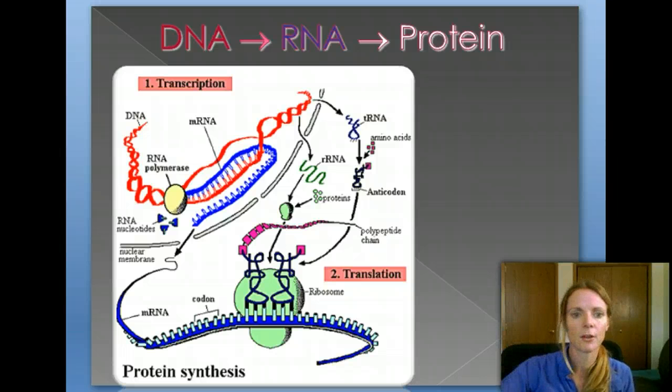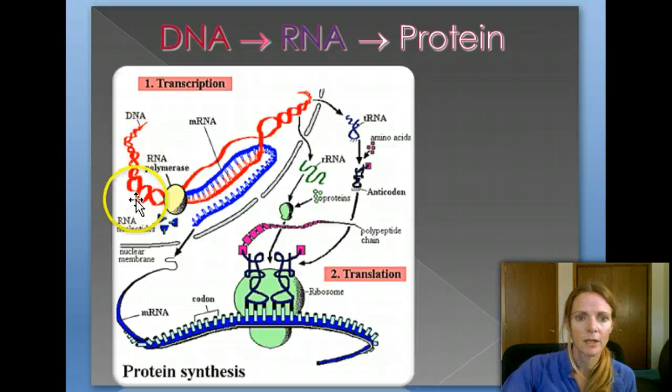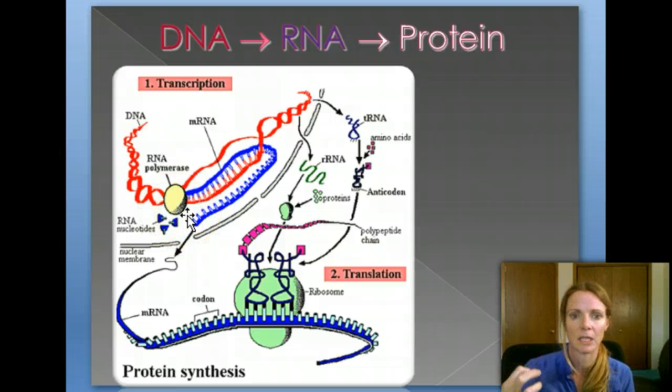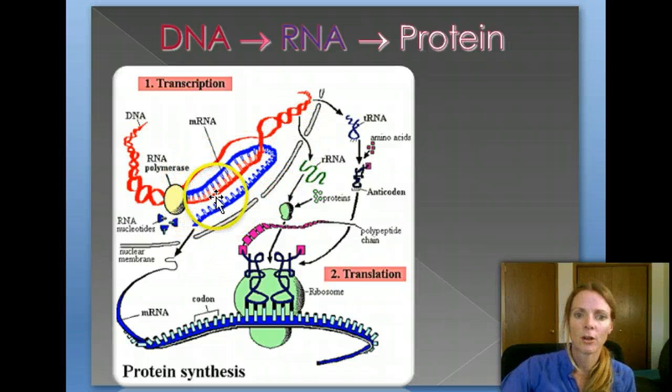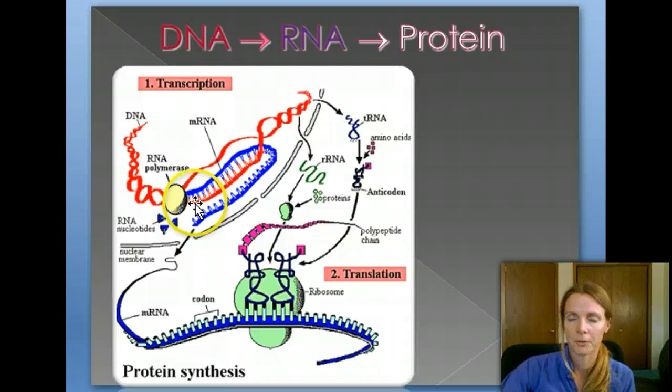So here's kind of another quick visual. Visuals are always good, right? You have your DNA, okay? The DNA unwinds with the help of this RNA polymerase, which is an enzyme. So you always need some kind of an enzyme to get something going. So that's going to unwind the DNA, and then that messenger RNA is going to come and grab that code, okay, for that particular section.